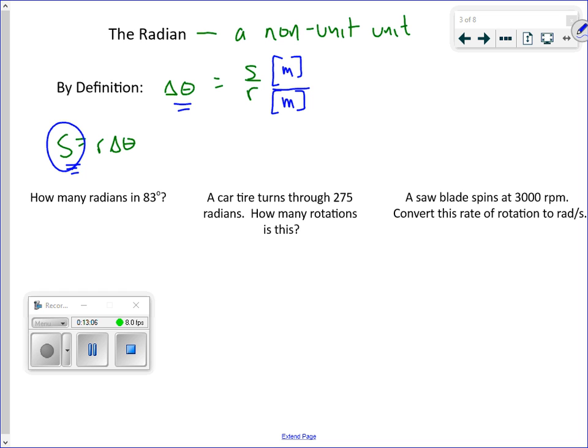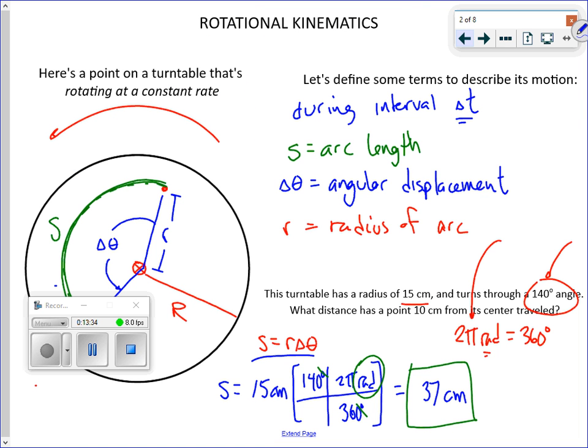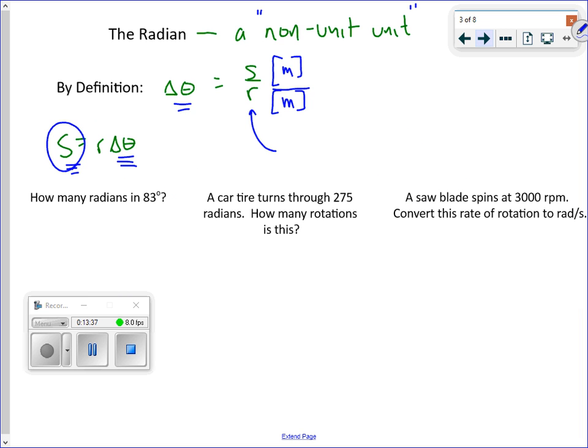If we want a whole circumference, that's S is 2 pi R. So in a whole circumference, there are 2 pi radians worth of degrees. So the radian is this non-unit unit, this ratio of arc length and radius. It's not a great explanation, but we can certainly talk about angles in degrees, but when we want to relate arc lengths and radii, you have to use your angular displacements in radians.